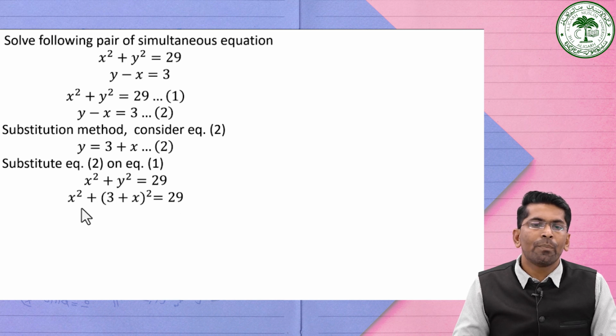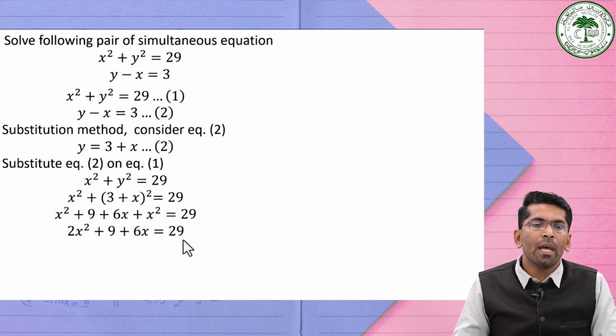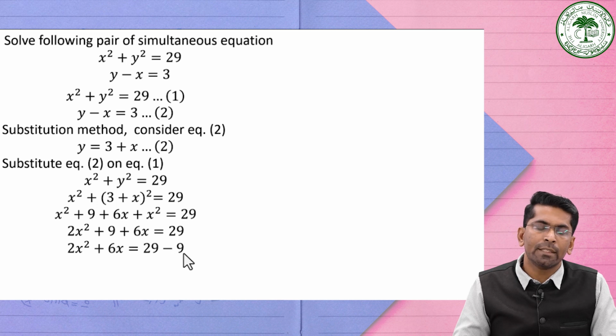So here x square plus 3 plus x whole square, it is in a plus b whole square format. So it will become a square plus 2ab plus b square. So it will become 9 plus 6x plus x square, which is equal to 29. So now we have an x square term here and x square here. So it will become 2x square plus 9 plus 6x, which is equal to 29. Again we are going to rearrange this, subtracting 9 from both sides of the equation, so that this term will be cancelled out and minus 9 will appear on the right hand side of the equation.